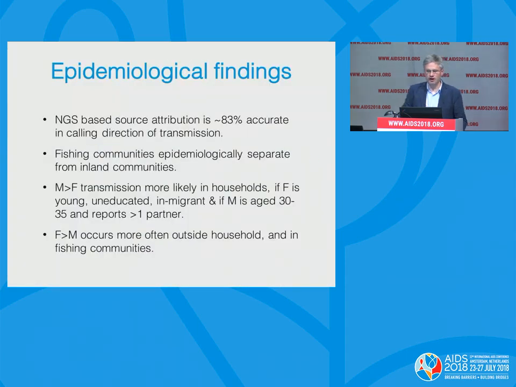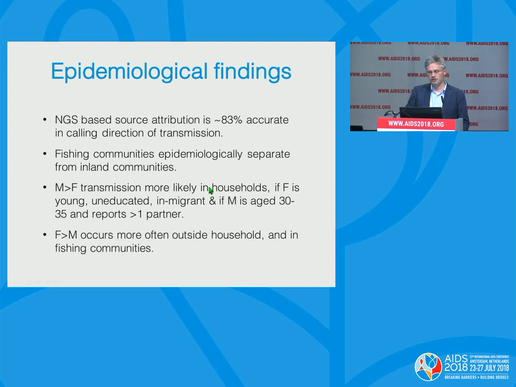So to summarize the epidemiological finding, with next-generation sequencing in a single assay, it's possible to do source attribution. It's not 100% accurate. It's about 83% accurate in this population in calling the direction of transmission. The fishing communities were epidemiologically separate from inland communities, and that's relevant because there's been a policy of targeting the fishing communities for enhanced prevention, even though they're very small, and the hypothesis that they would have a disproportionate effect.